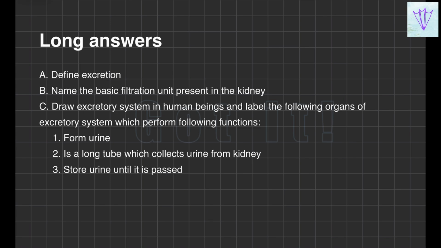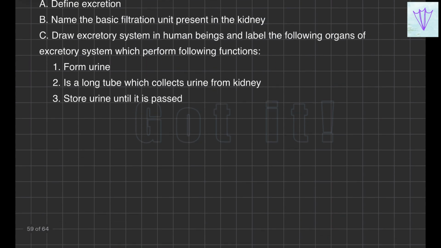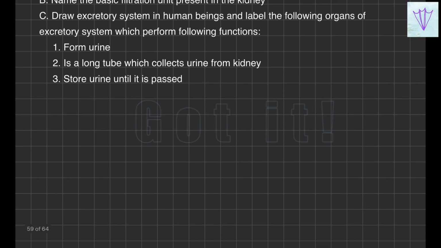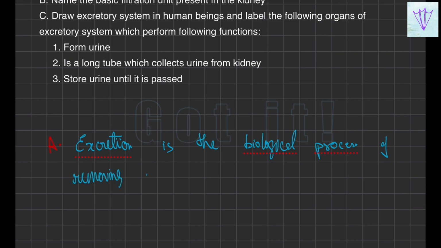So basically they are asking us in the first part to define excretion. So you have to place point A, first part, and then write whatever definition you feel like writing for excretion. So excretion is the biological process of removing waste products. Don't write like how I am writing in your exam.